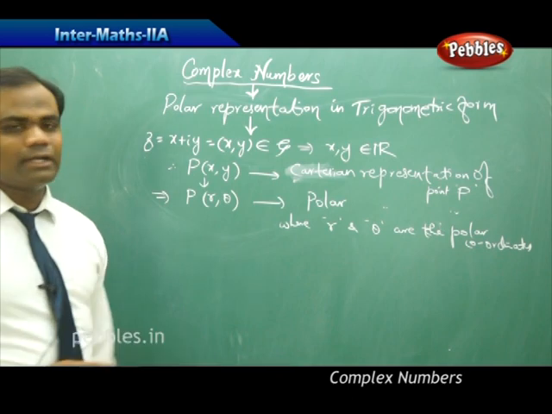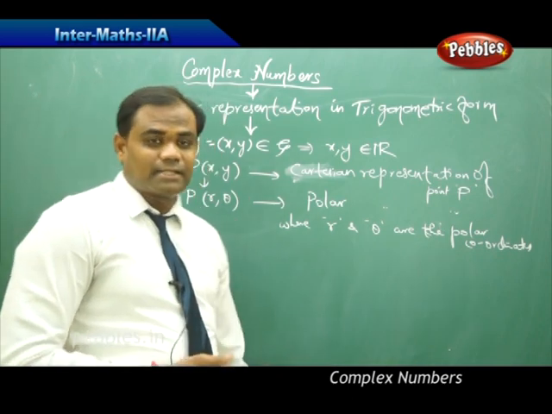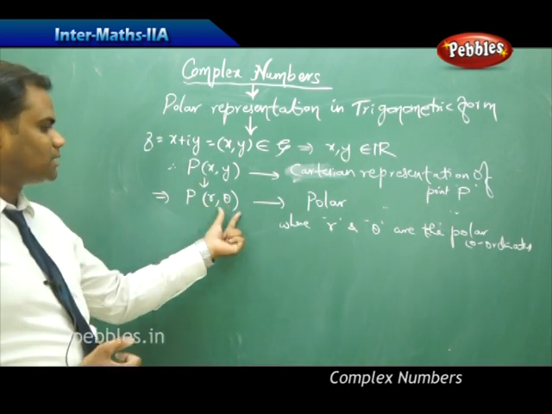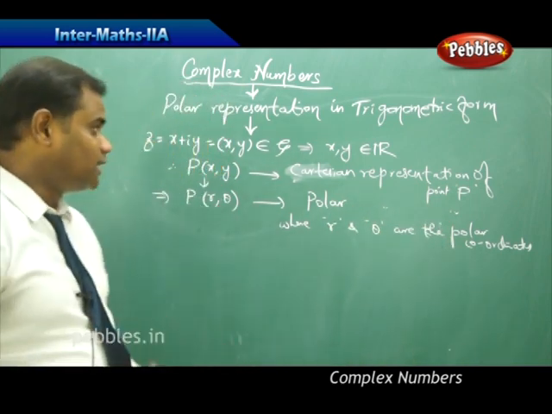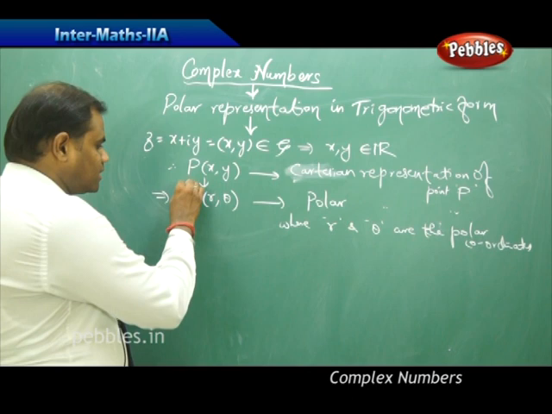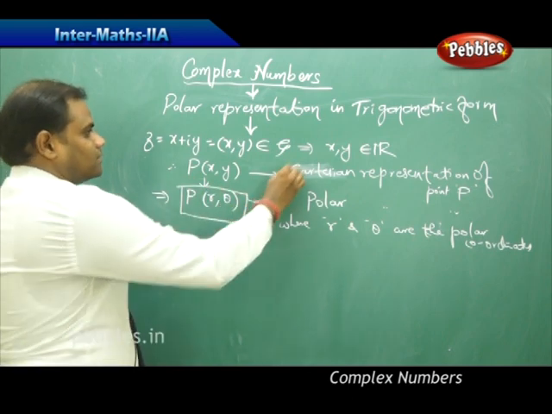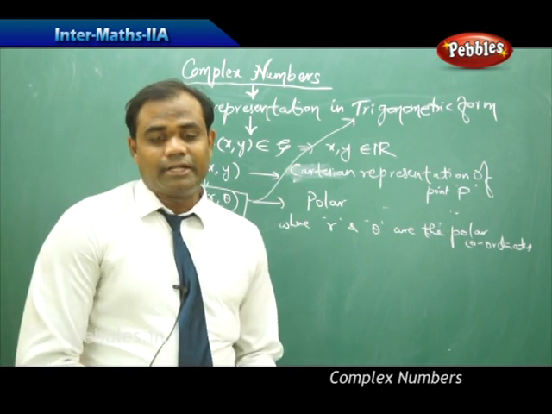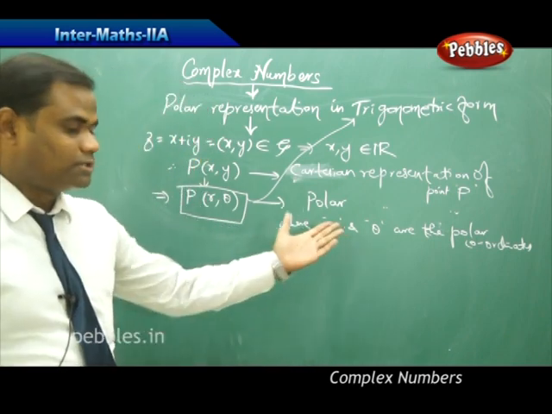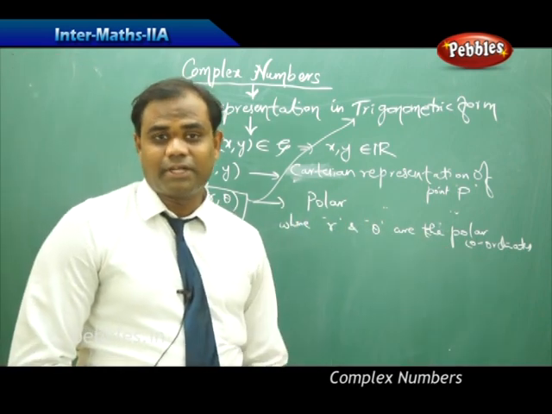So r and theta are independently called the polar coordinates, and the point represented in the form (r, theta) is called the polar representation of point P. Now let's see how this polar representation is connected with the trigonometric form. So let's revisit the diagram which we have taken in the previous session.